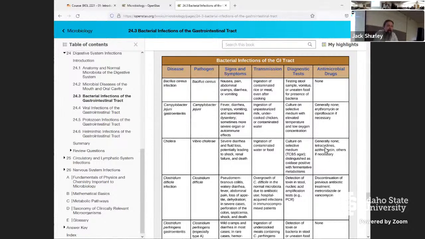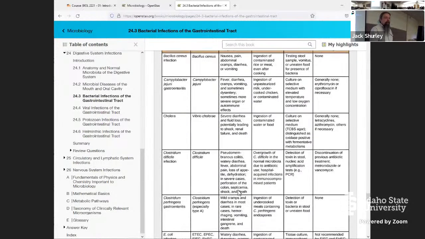So here, cholera as an example, generally none. We typically aren't going to do that, but there are some circumstances where we're like, all right, we better try, right? And maybe, right? Usually, as I mentioned with this, fluid replacement's what we're thinking with the cholera. So severe diarrhea, fluid loss could lend to shock, renal failure, and death because of the severe volume loss.